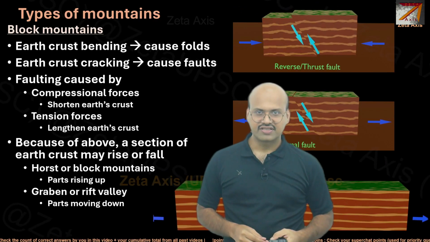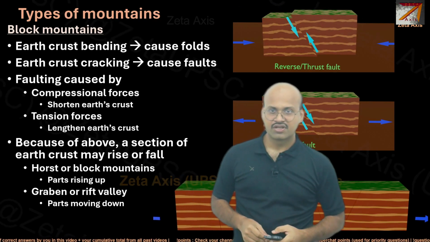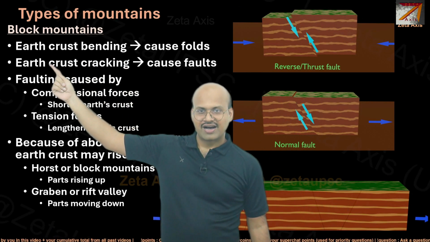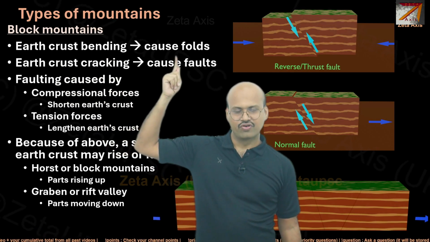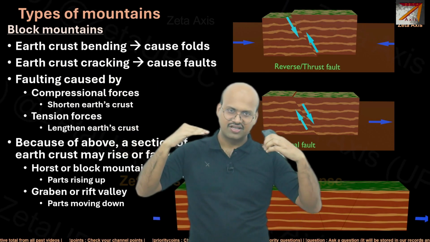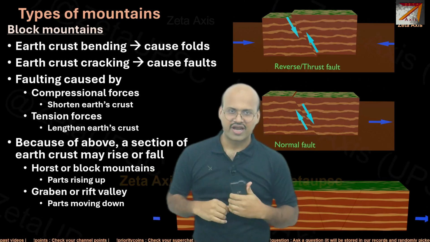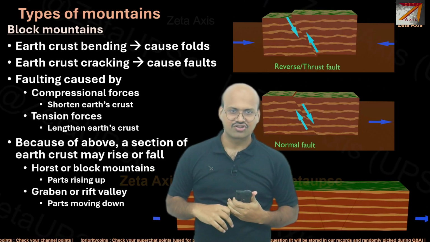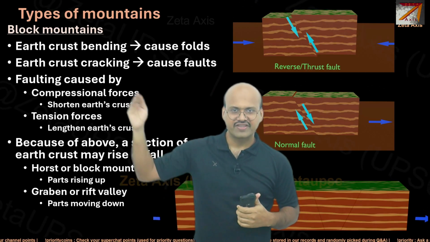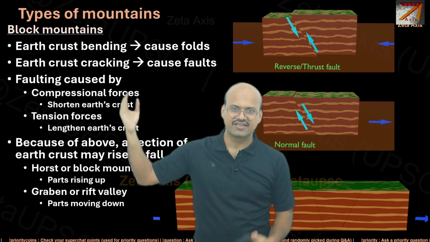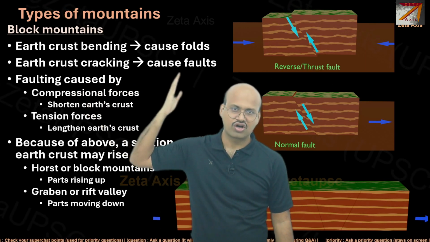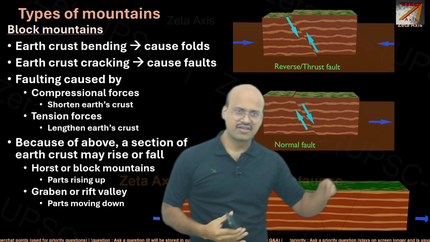Now let's see the block mountains. Earth crust bending causes folds. We saw that when there is a lot of elasticity in the plates, when they are colliding, they lead to formation of folds. But if there is no elasticity and the earth crust cracks up, then it will cause faults. And here are these examples.